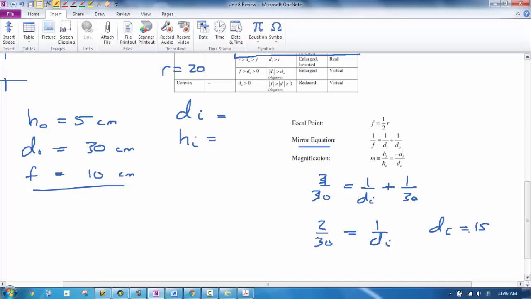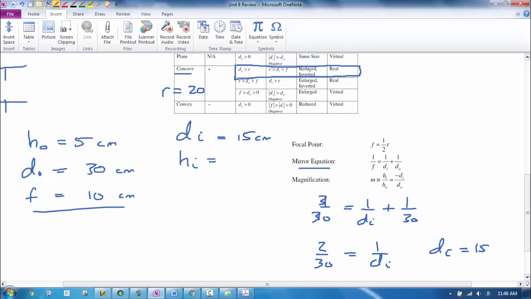And so now we know that's 15. And we know from also looking at this that the image is a real image. It's reduced and inverted. So once again, it is reduced. It went from 30 to 15. So that makes sense. And also we know that the distance of the image is in between the focal point, which is 10 centimeters away, and the radius of curvature, which is 20, so it makes sense. Everything checks out so far.